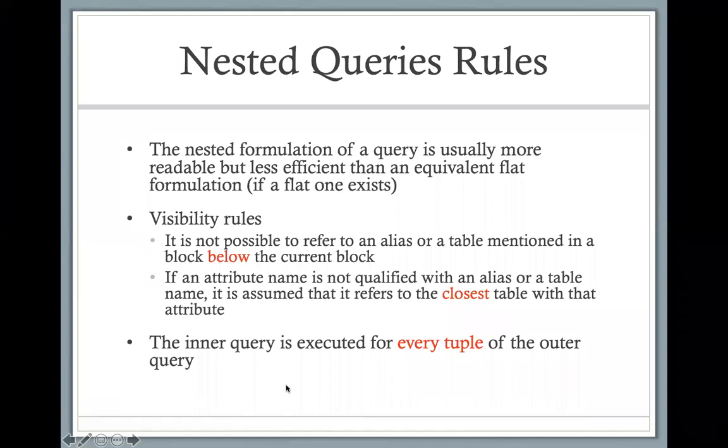Okay. So the nested formulation, Bakire was saying, is usually more readable but less efficient than an equivalent flat formulation. So usually people tend to avoid joining two tables and use nested queries instead. This is fine, but it's slower. It can be slower.